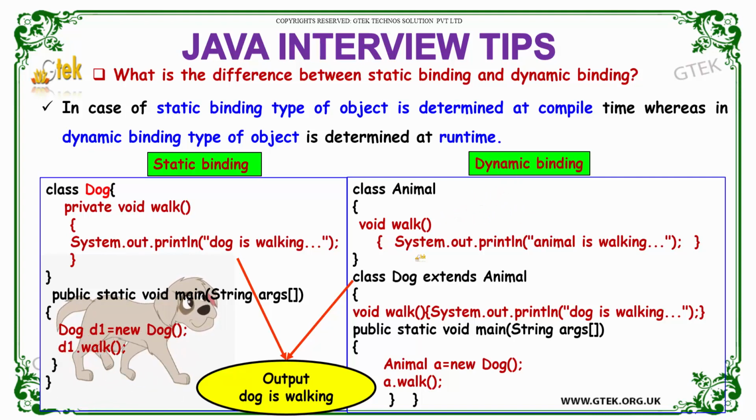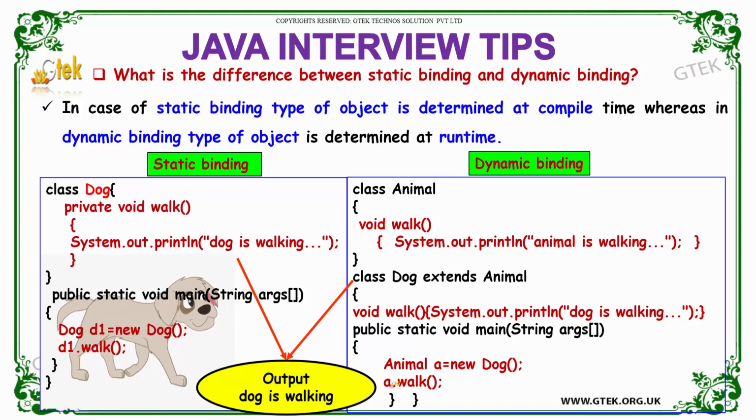Whereas in dynamic binding, we have a base class and a derived class that is derived from the base class. So if you see, we have two methods for walk, and the two methods have different output lines. When we execute the void main, we are creating an object for the base class and assigning it to the derived class initialization.